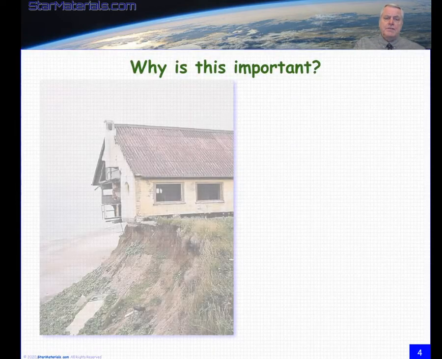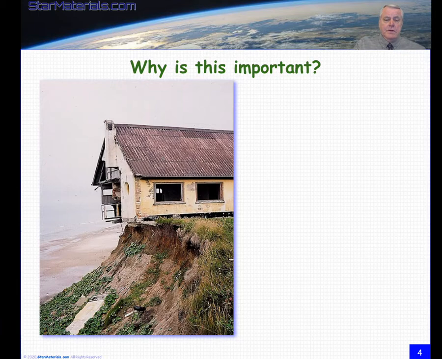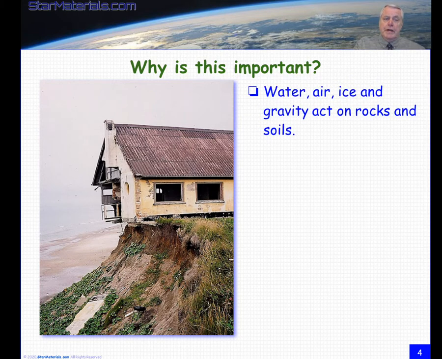Now, why is this important? Well, if you own that house, it'd be pretty important to you. Water, air, ice, and gravity act on rocks and soil. Certainly did here. This house was not built right there. Well, it was built there, but there was more land around there.